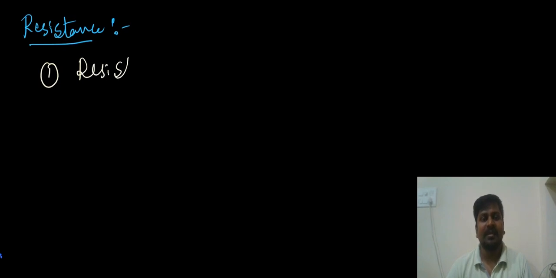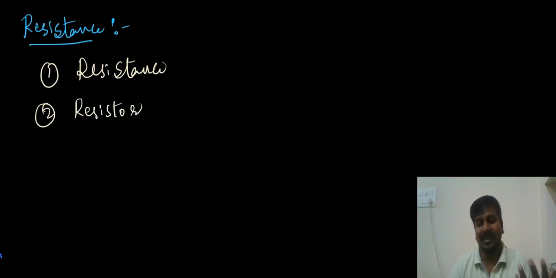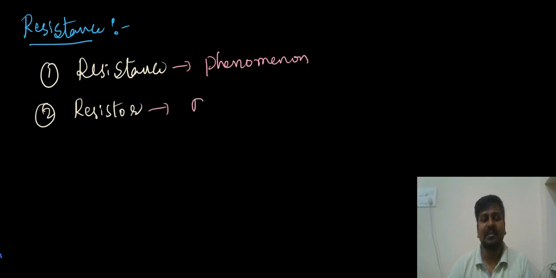Here you have to remember 2 points. Point number one is resistance, and point number two is resistor. Resistance is the phenomenon of opposing the electric current in the circuit. Resistance is the phenomenon. Resistor is a device. Be very clear about it.